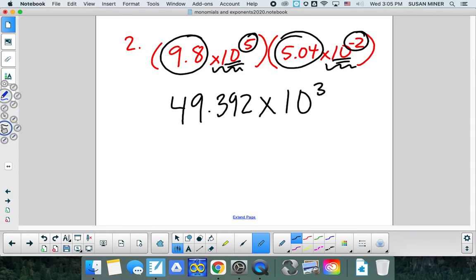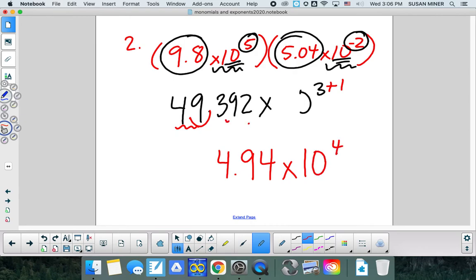is 3. Now looking at this, again, I have a tens place up here, and I can only have a ones place in scientific notation for it to be correct. So I'm going to have to move my decimal place one place value, and because this is a number that's bigger than 1, I'm going to add one place value back here. And I'm going to round off some of these other numbers back there. So my final answer is 4.94 times 10 to the fourth.